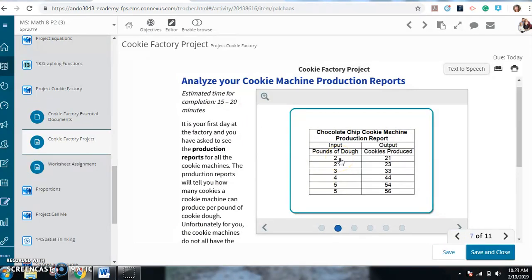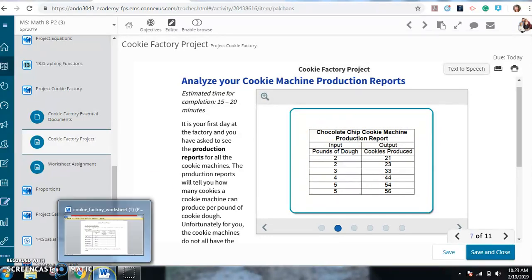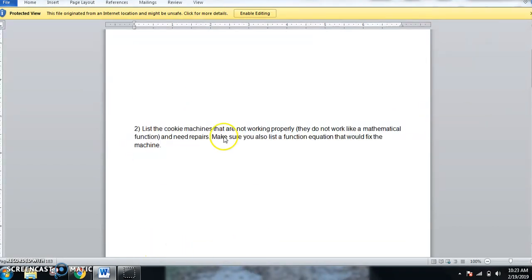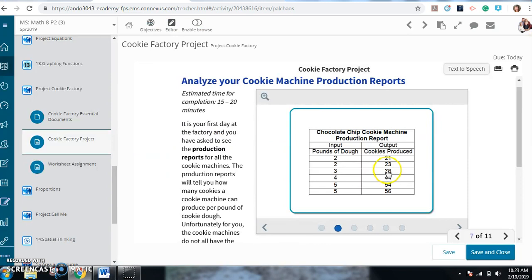However, looking at this right now, I can tell you right away that the chocolate chip cookie machine does not work. Here's how I know that. If I put in 2 pounds of cookie dough, sometimes it produces 21 cookies, and sometimes it produces 23. Same goes for 5 pounds. If I put in 5 pounds of dough, sometimes I'm getting 54 out, sometimes I'm getting 56. So this is showing me that this machine doesn't work properly. So when I go up here on number 2, I can put that cookie machine as not working. But how do I figure out what the equation is for that?